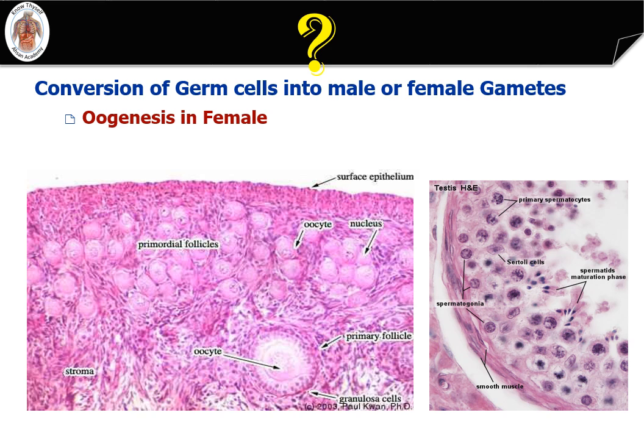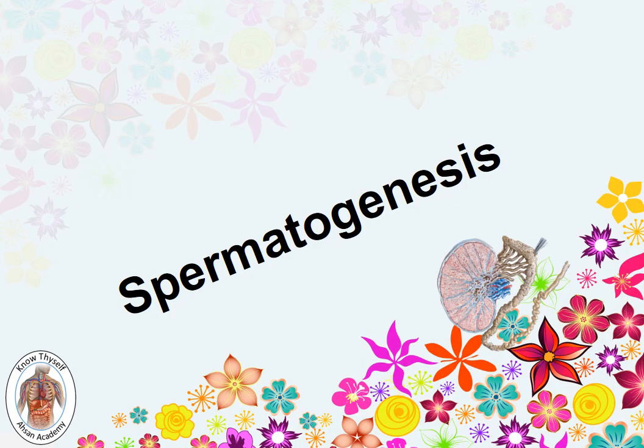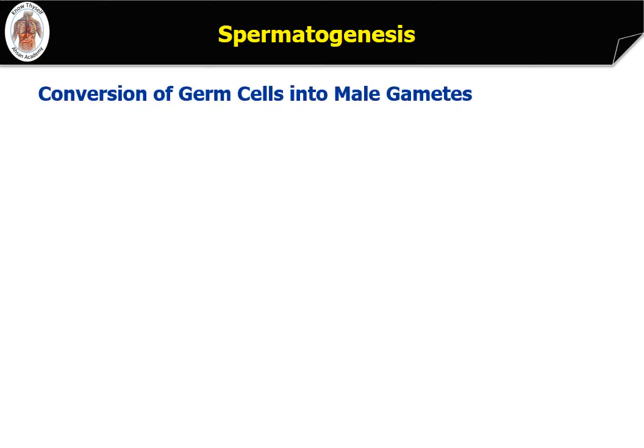Gametogenesis may be for the female, or for the male. Gametogenesis for the female is known as oogenesis, and for the male, spermatogenesis. In this presentation today I'll try to cover the male part, spermatogenesis. Spermatogenesis is the conversion of germ cells into male gametes.